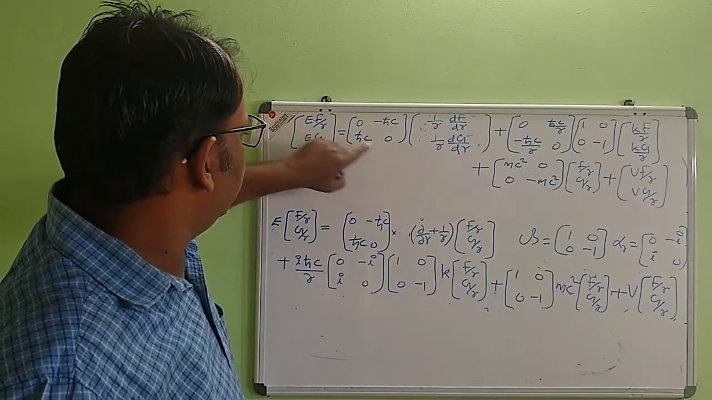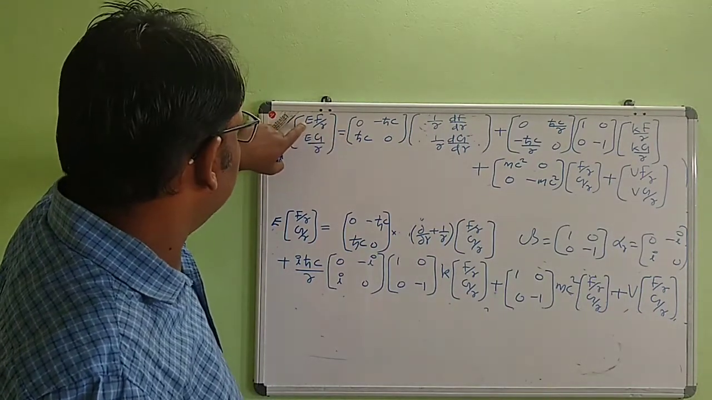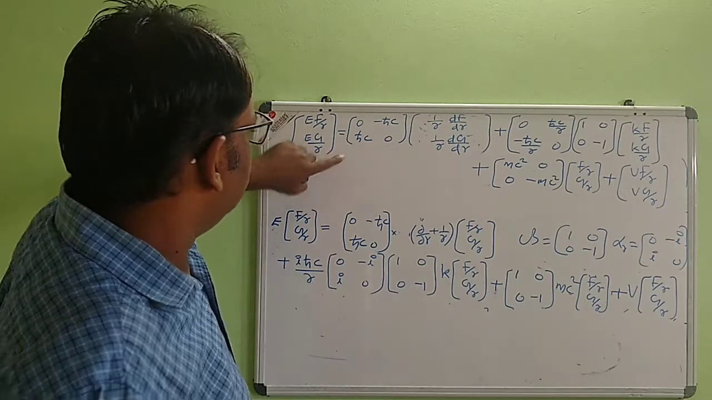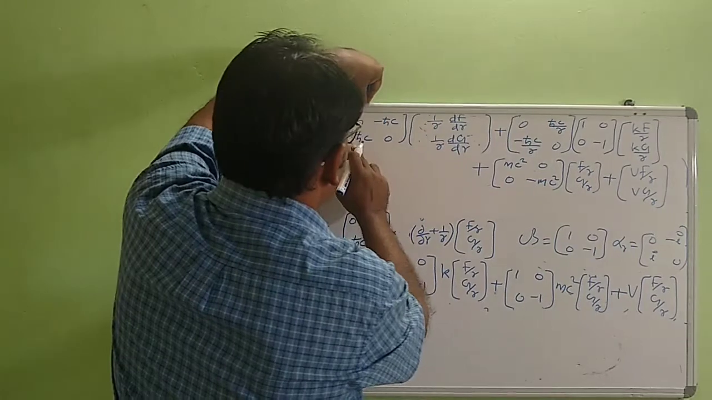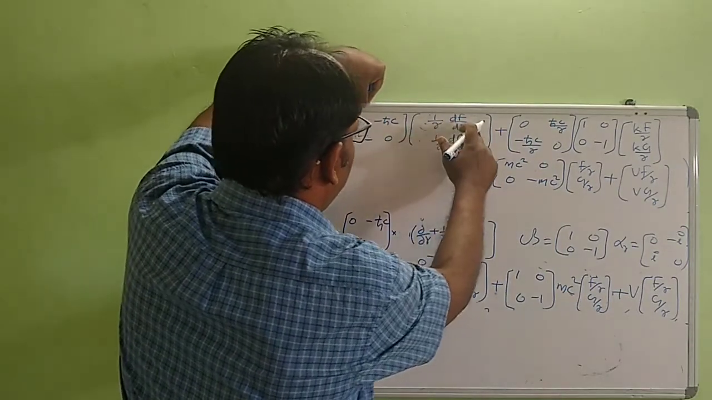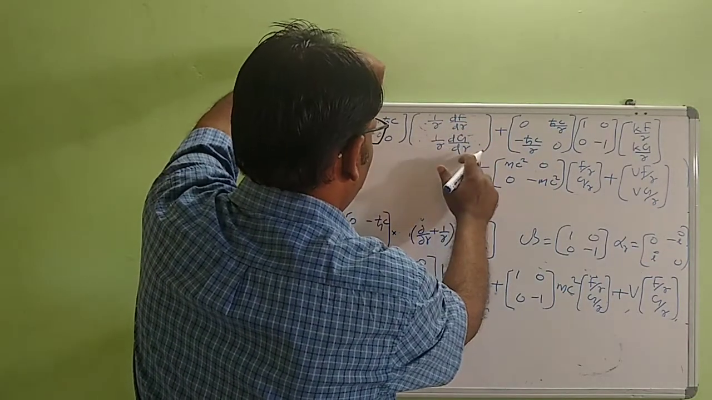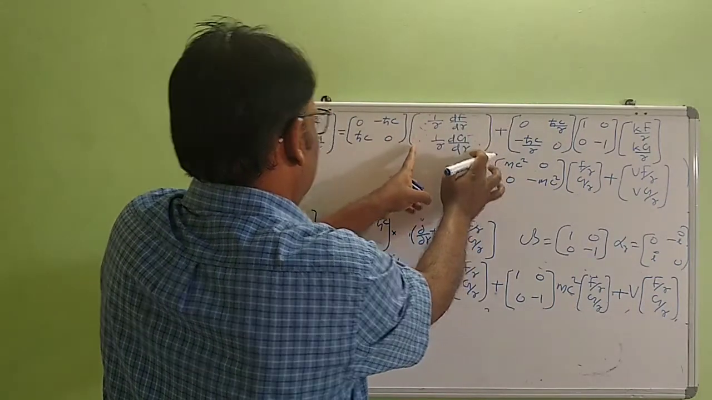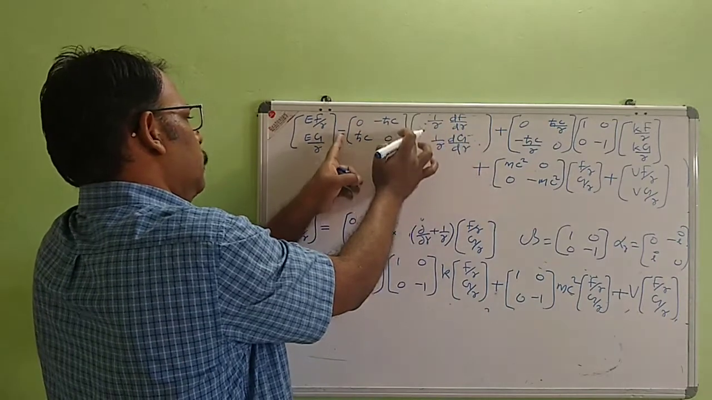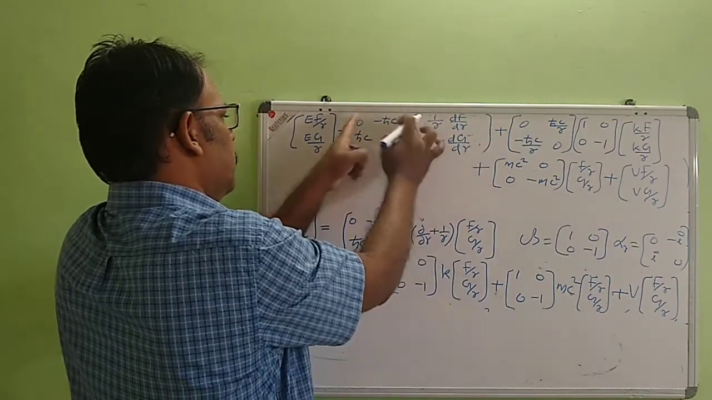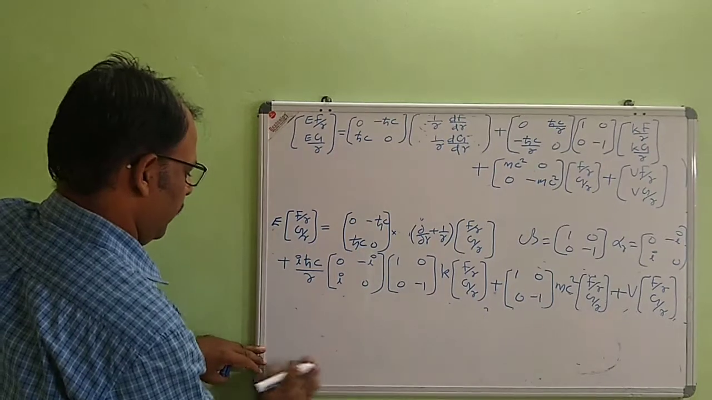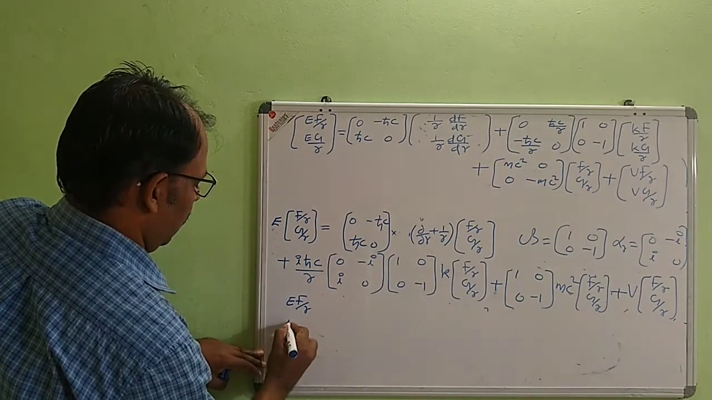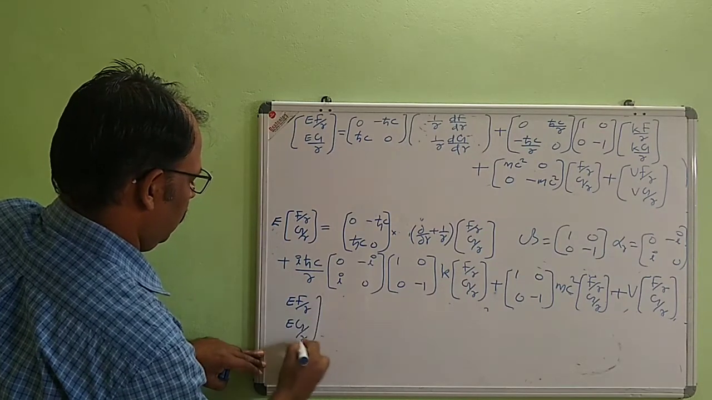Now simplify this equation. Left hand side, it is E f by r, E g by r, and right hand side 0 minus h bar c 0 into 1 by r dou f by dou r, 1 by r dou g by dr. This is a column matrix, and we are multiplying this with a 2 by 2 matrix. When I multiply this one with this one, the first element on the left hand side is E f by r, and here E g by r.